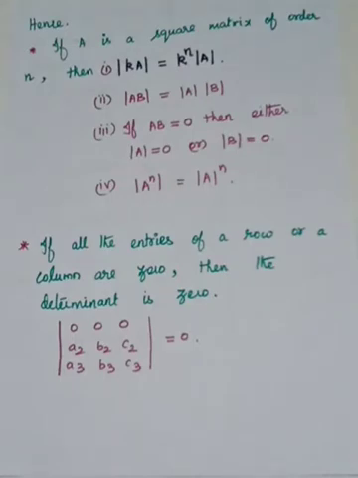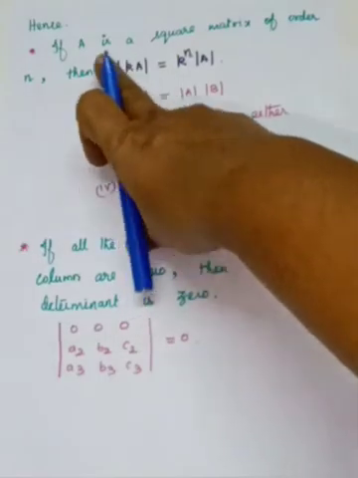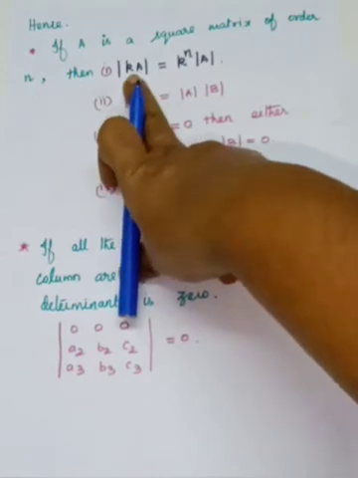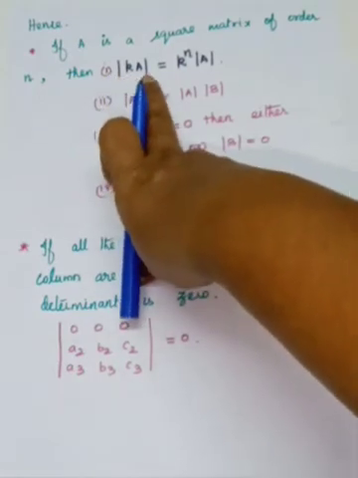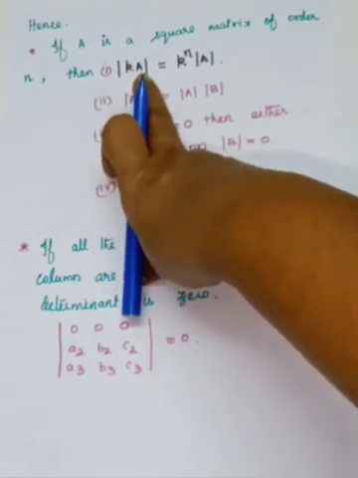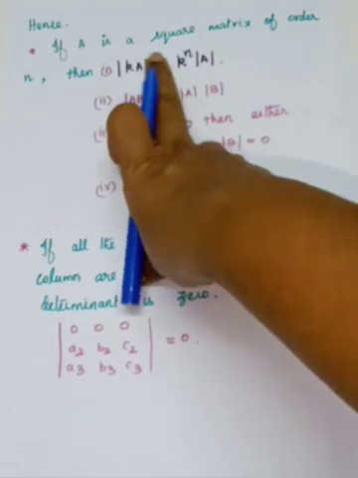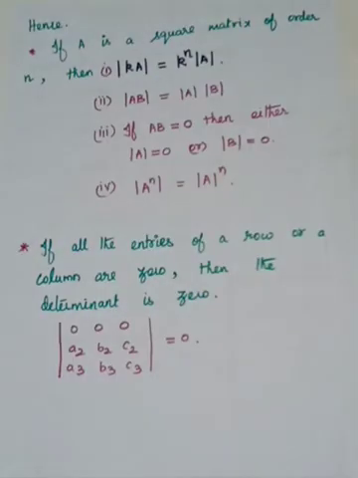Okay, so what is kA? kA means all the elements of the matrix have to be multiplied by k. So you have to find the determinant. So determinant kA is equal to, for each row you have to take k out. So how many rows will you have? n rows. So therefore your answer is k power n into determinant A.